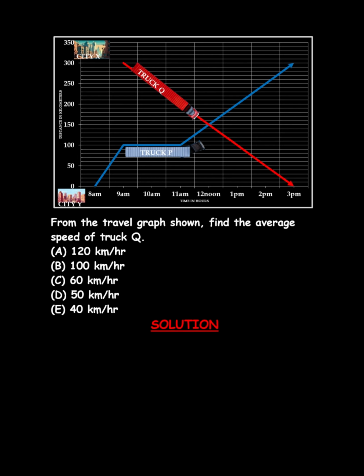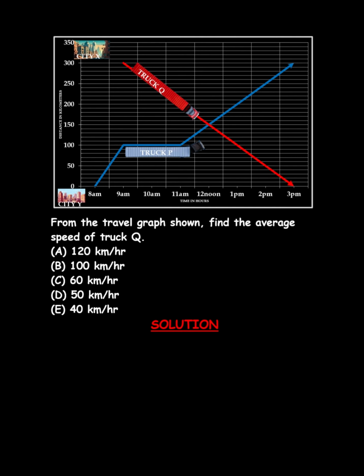From the travel graph shown, find the average speed of truck Q. A. 120 km per hour. B. 100 km per hour. C. 60 km per hour. D. 50 km per hour. E. 40 km per hour.